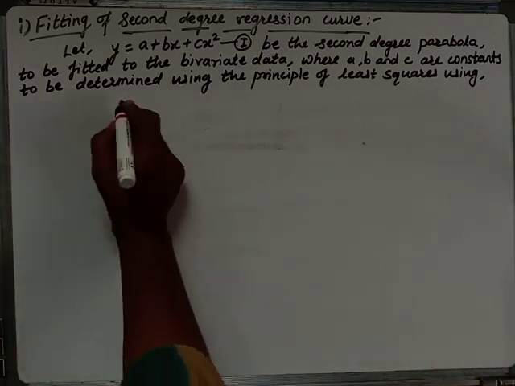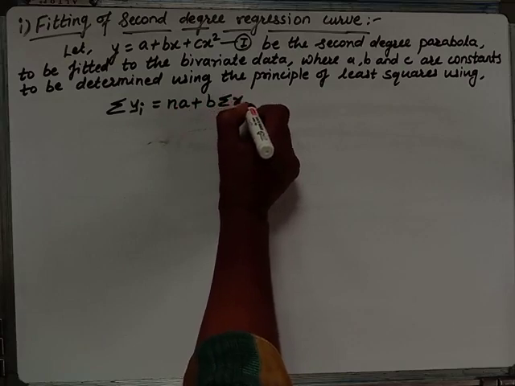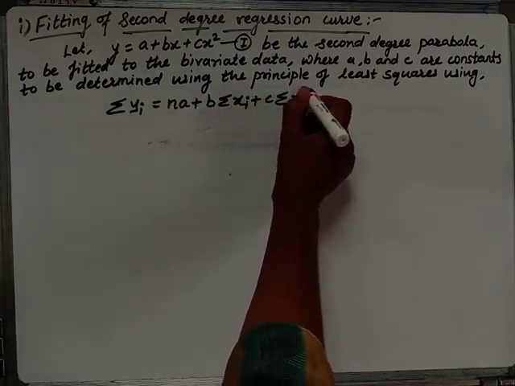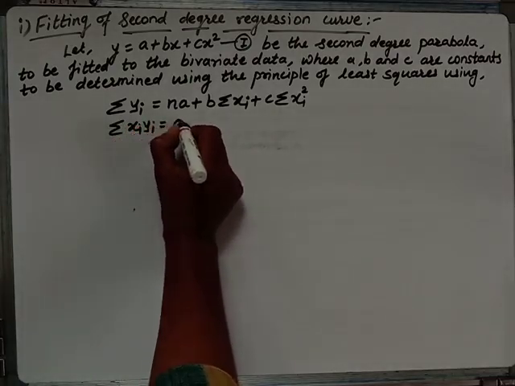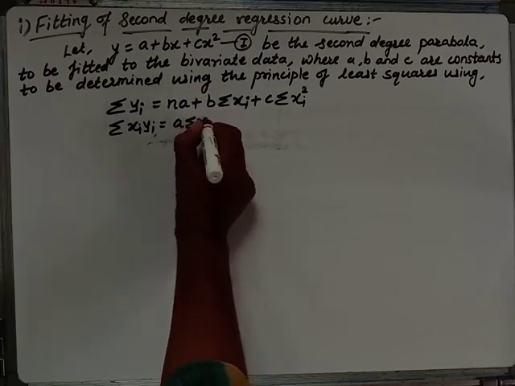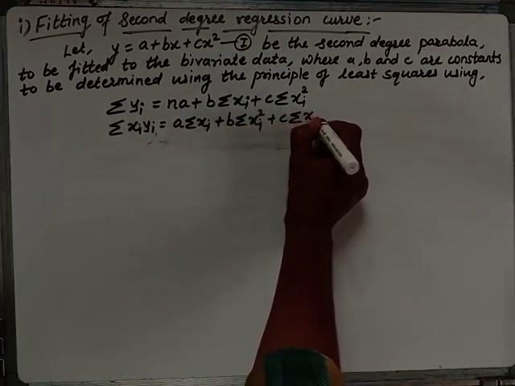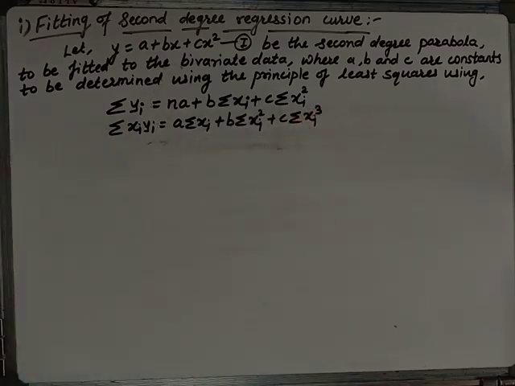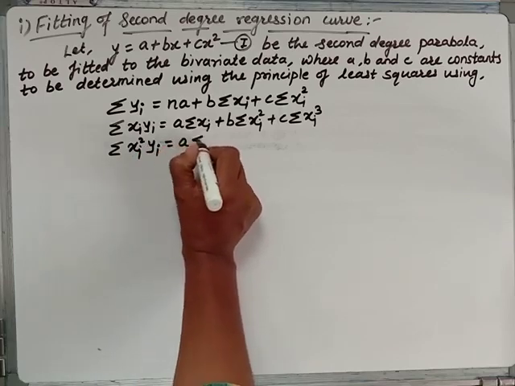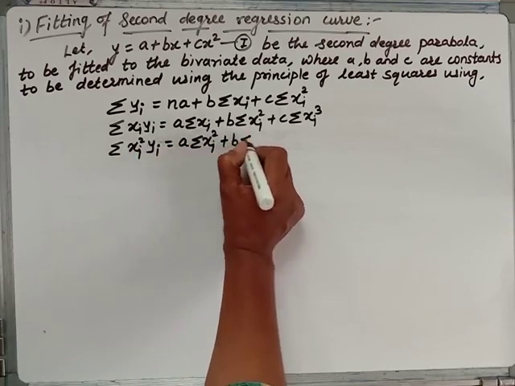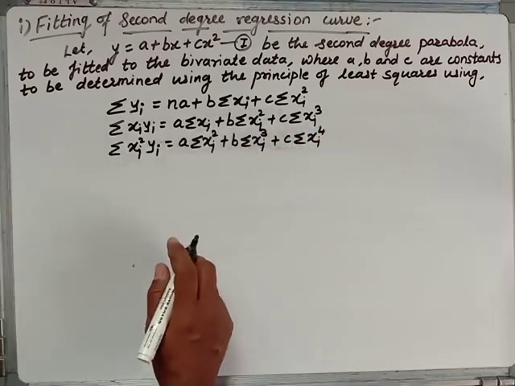Using the principle of least squares, we use the equations: summation yi is equal to n into a plus b into summation xi plus c into summation xi square; then summation xi yi equal to a into summation xi plus b into summation xi square plus c into summation xi cube; then summation xi square yi is equal to a into summation xi square plus b into summation xi cube plus c into summation xi raised to 4. These equations we can use.